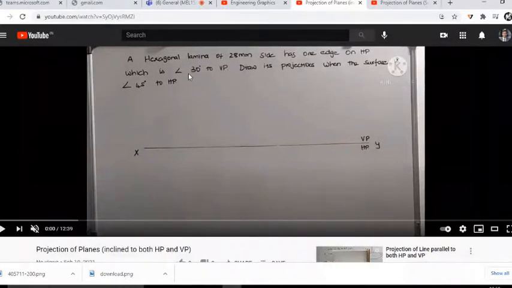So in this one, the inclination is applied to both the plane. That is, the surface inclination is applied as well as the edge inclination is applied. Okay, and the resting condition is given. Okay, let's see how to draw that.